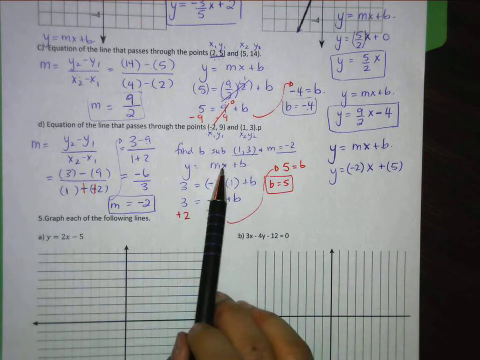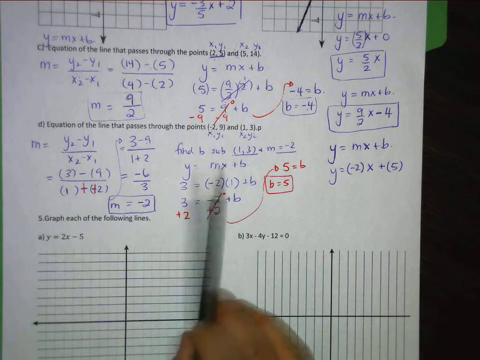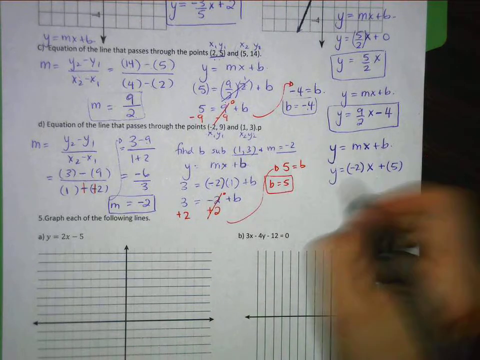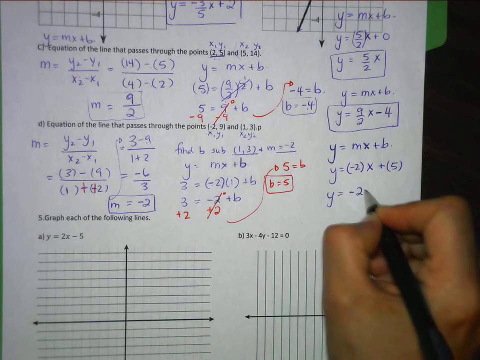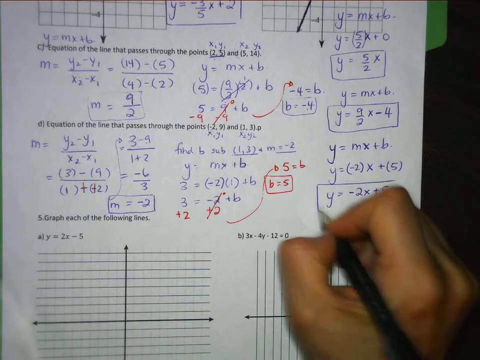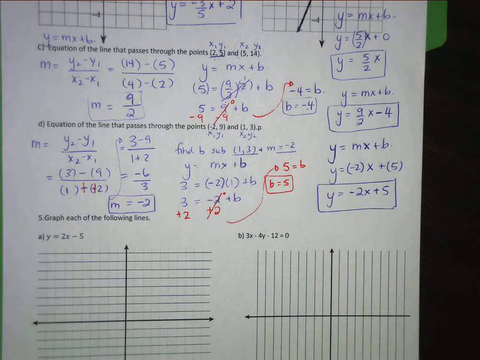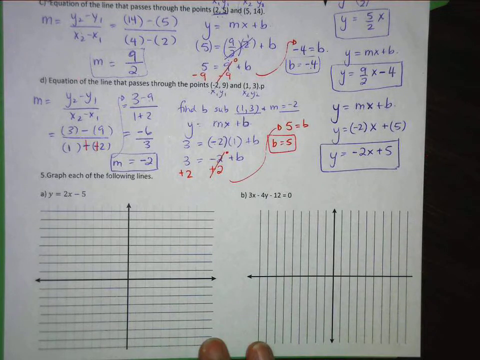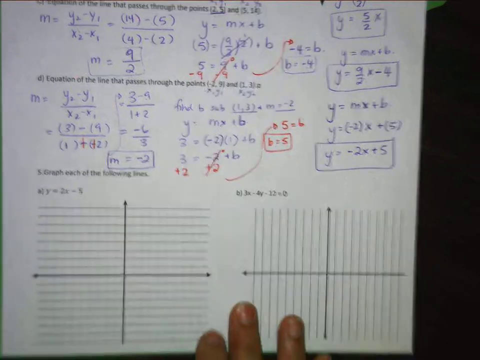Over here, I was subbing in for x and y, but that's because I wanted to solve for b. Over here, I'm just getting the equation of the line. Every line has to have an x and a y. There we go. Final answer. All right. We'll be going on to graphing. So if you need to pause it there, take a look at that, ask me any questions tomorrow.